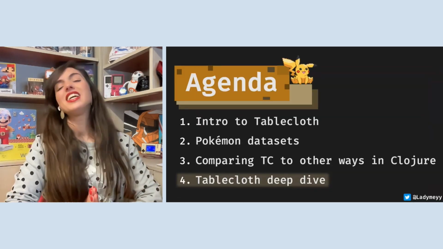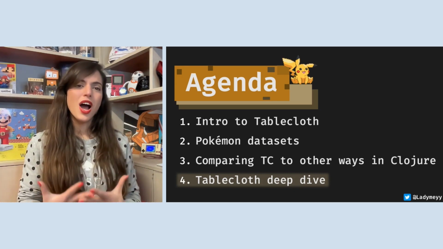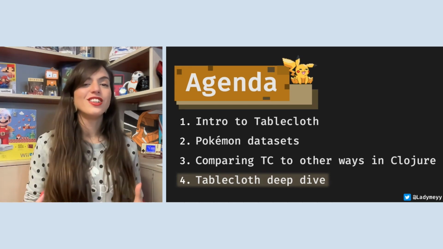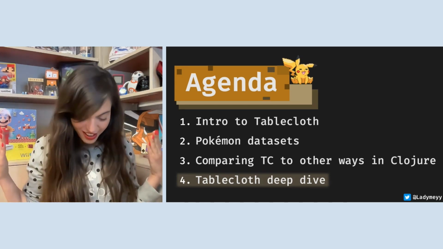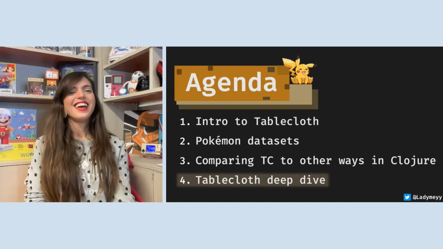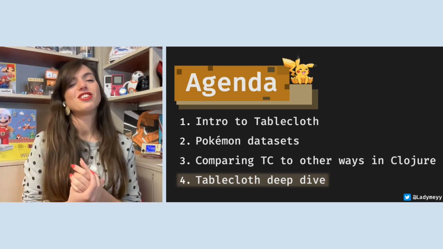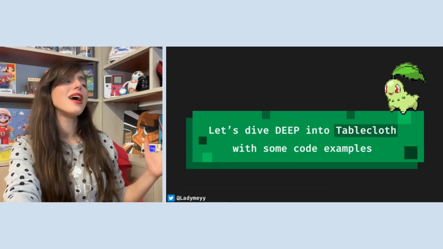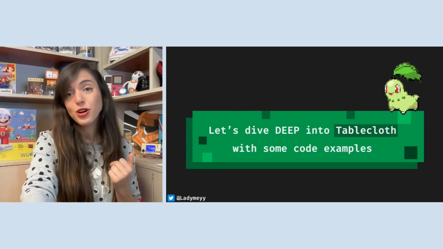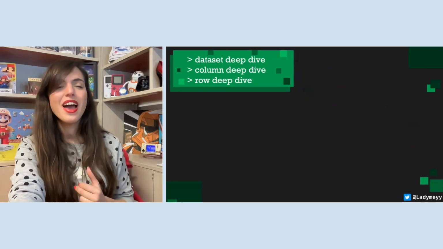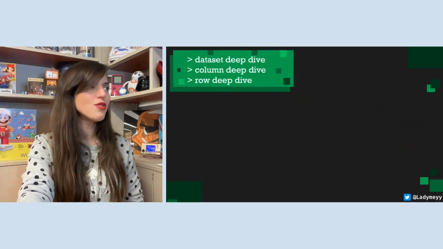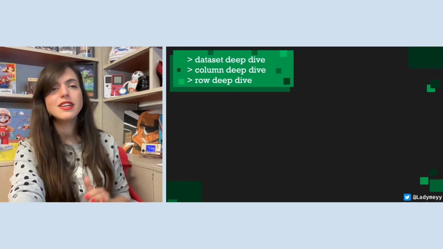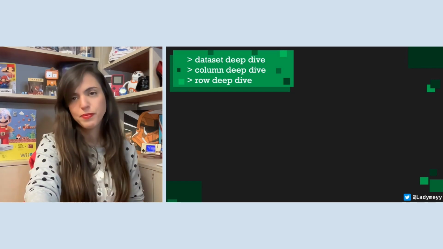So now that we've seen how beautiful it is to write data manipulation using Tablecloth, if that didn't convince you enough to start using Tablecloth today, tomorrow, yesterday, let me try to show you the real magic behind Tablecloth. And I'm going to do that by doing a deep dive with some code examples. So what we're going to look at are 3 structures that you're going to find when you start using Tablecloth. You will use the data set, you will use row, and you will use a column.